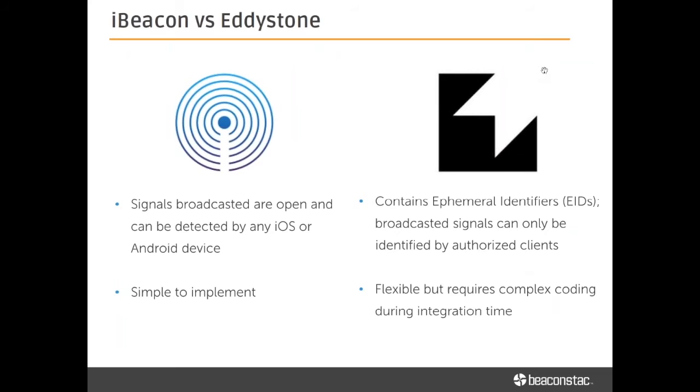On Google's front, there's something called ephemeral identifiers, or EIDs, which is a security feature that Eddystone is planning, in which broadcast signals can only be identified by authorized clients because the beacon IDs themselves are not permanent. They don't last forever, and they're constantly changing.